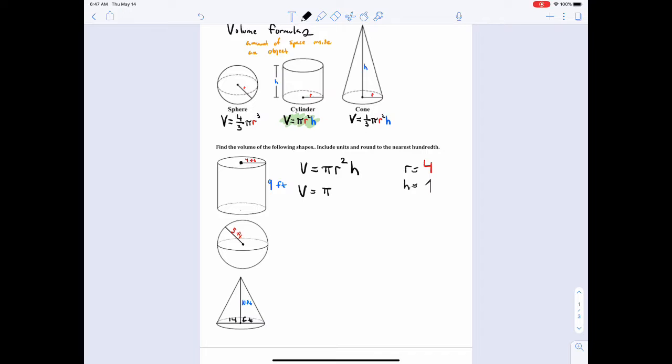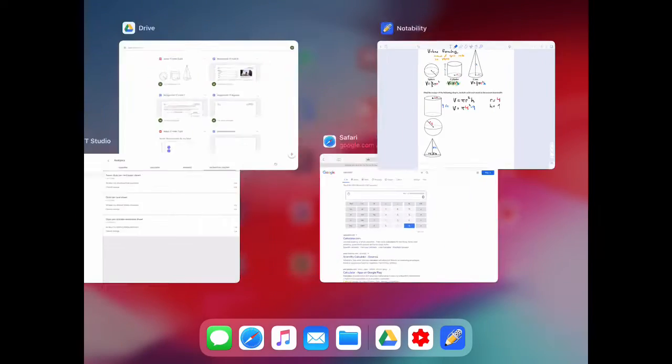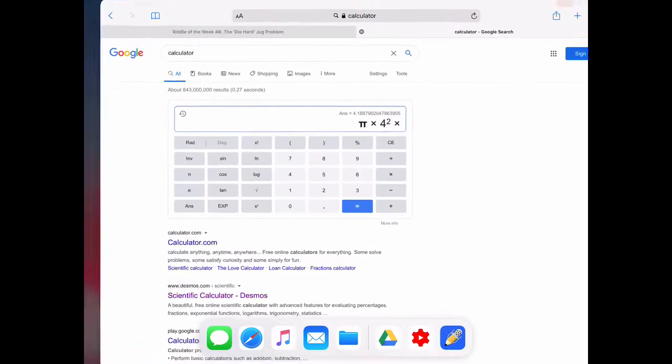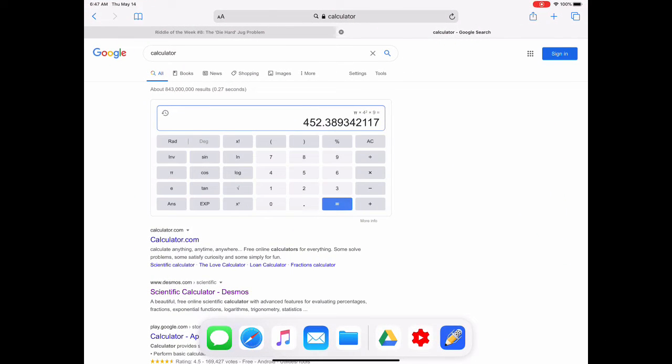Pi times 4 squared times the height, which is 9. So I'm just going to go right ahead and plug into my calculator. First, I'll show it with the online calculator. So it is pi, so you press the pi button. And then it was 4 squared. To get the squared button, you'll see that XY right by the 0. Press that, it'll initiate the exponent. So then times the height, which was 9. And there's your answer.